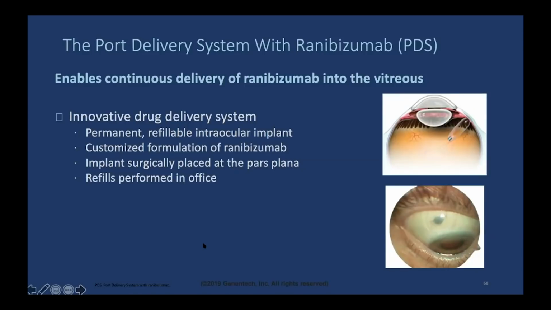So the port delivery system contains a customized formulation of ranibizumab, which is one of the anti-VEGF medications that's most frequently injected into the eye for macular degeneration.